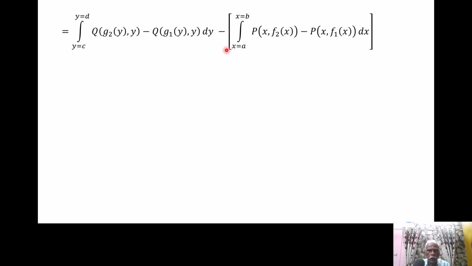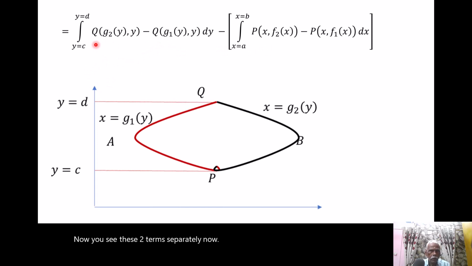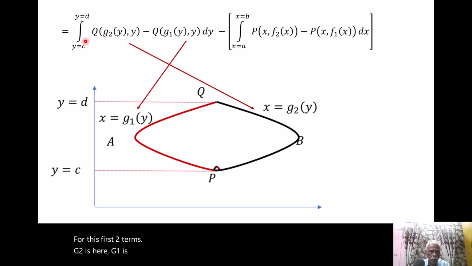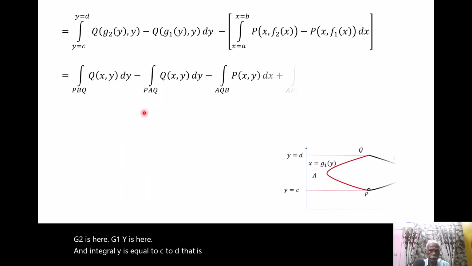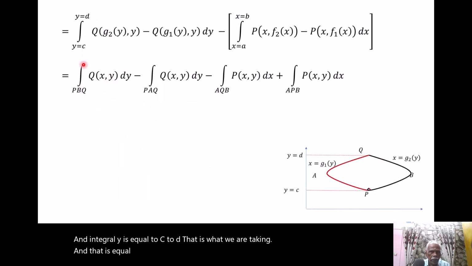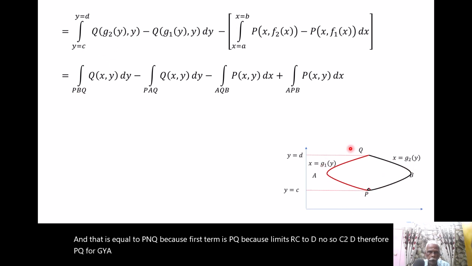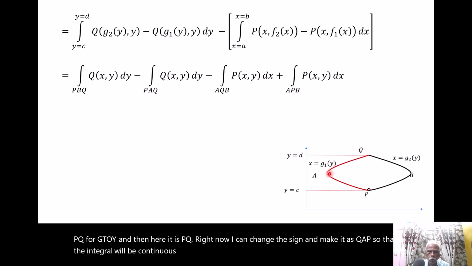Now we will see these two terms separately. For these first two terms, g2(y) is here, g1(y) is here, right? And integral y is equal to c to d. That is what we are taking. And that is equal to PBQ, because the first term is PBQ, because limits are c to d, no? So c to d, therefore PBQ for g2(y), and then here it is PAQ, right? Now I can change the sign and make it QAP, so that the integral will be continuous along PBQA.